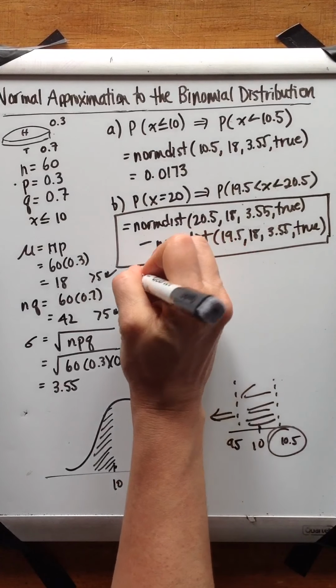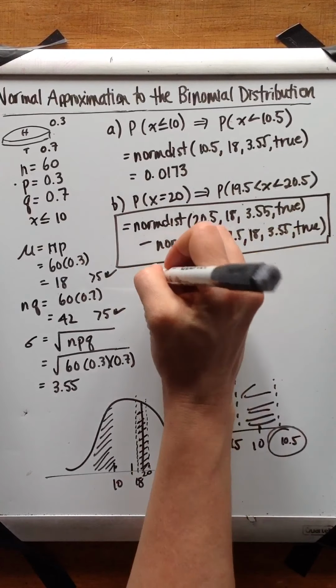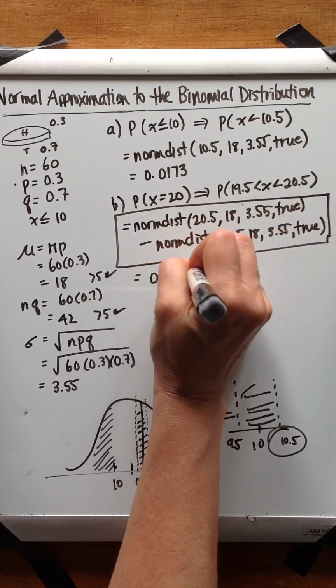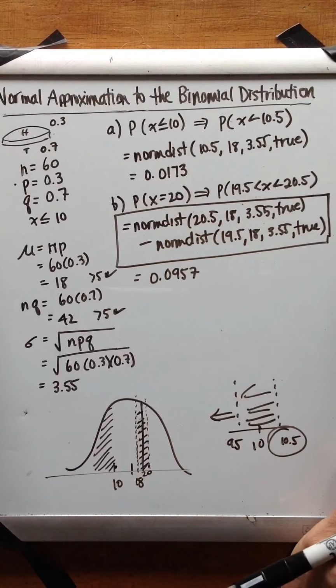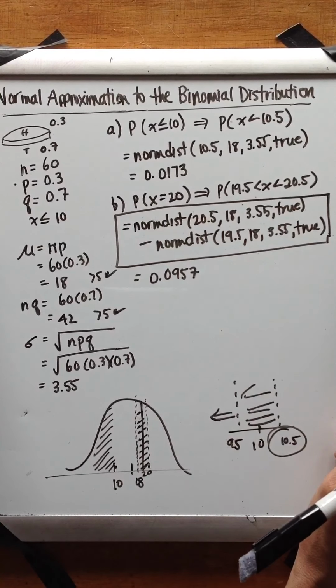When you hit enter in Google Sheets, you should end up with 0.957, which again, you can round to a percent if you like, 9.6%, or you can just leave it like this.